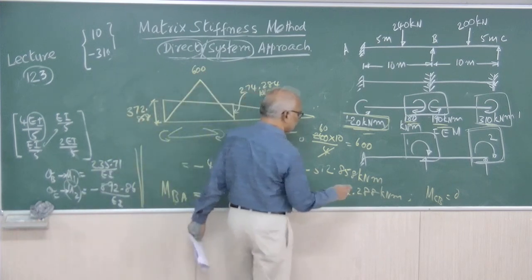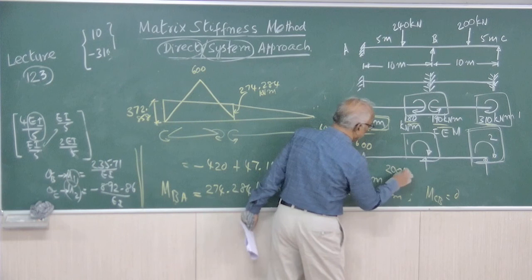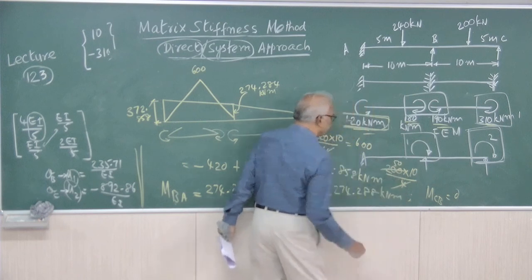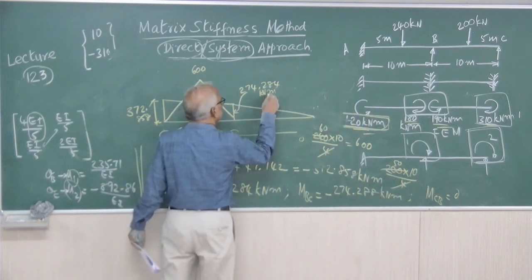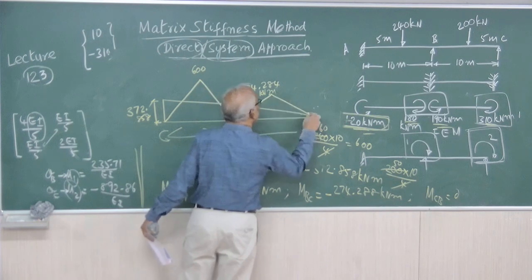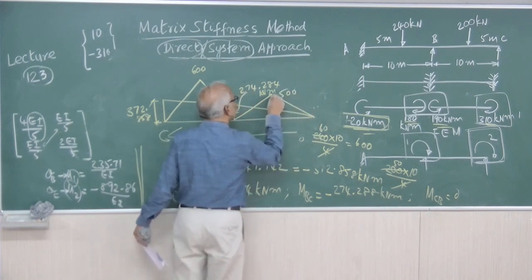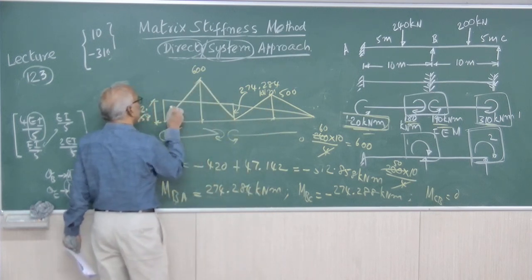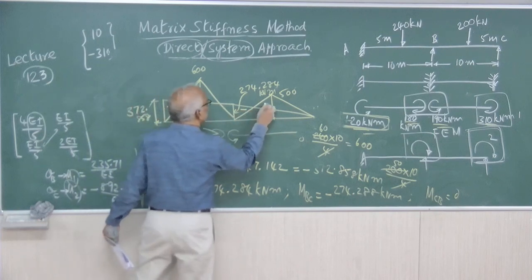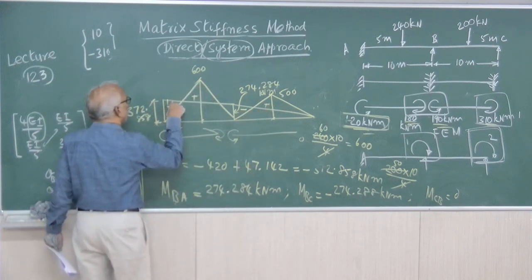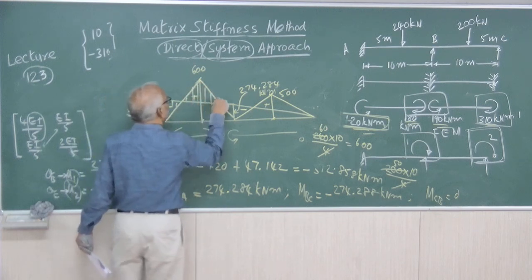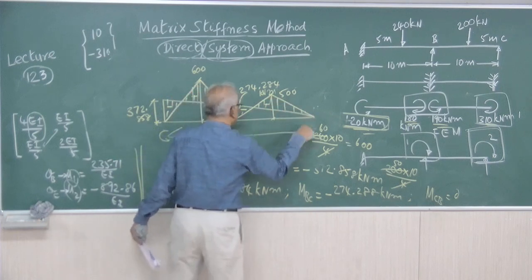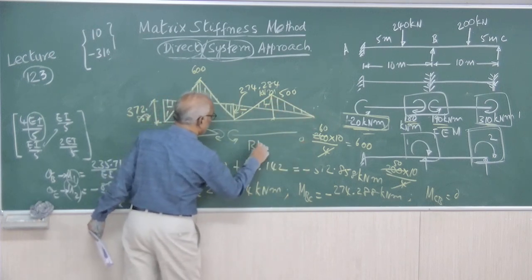And for the next span, it is WL by 4, 200 into 10 by 4. So this will be 50 into 10 equal to 500. So again at the center it is 500. 500 is the total value, and from that we can get the net diagram, the net value. So this is minus, this is plus, minus and plus. So you can always hatch the diagram. So this is the bending moment diagram.